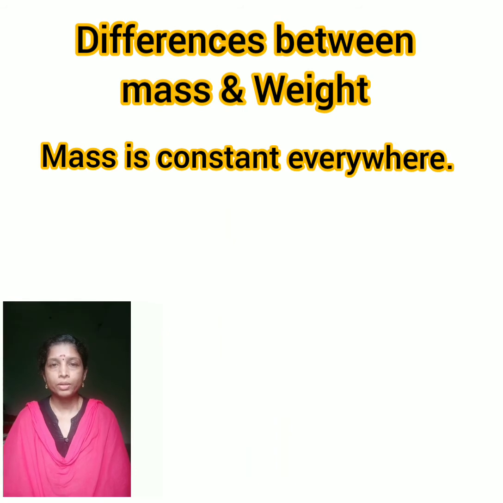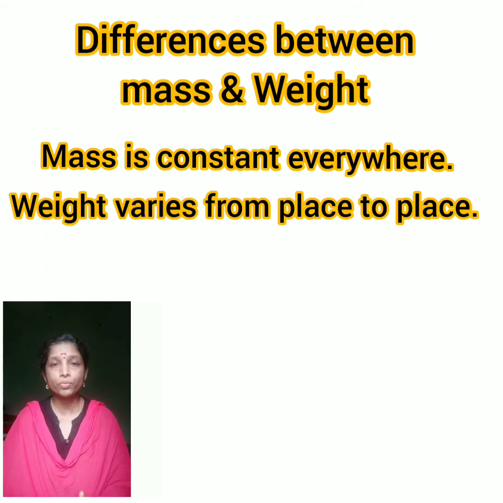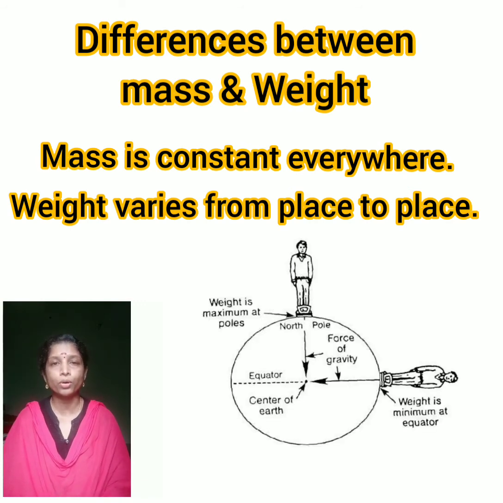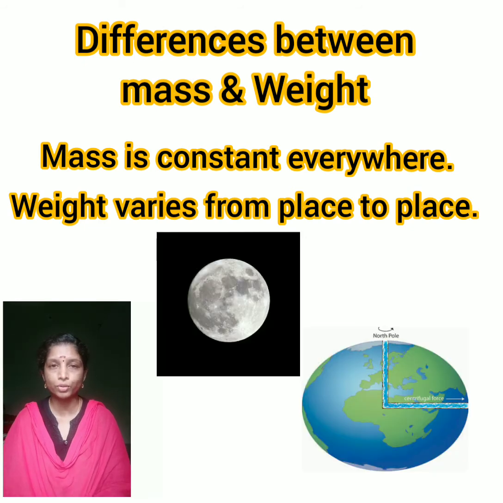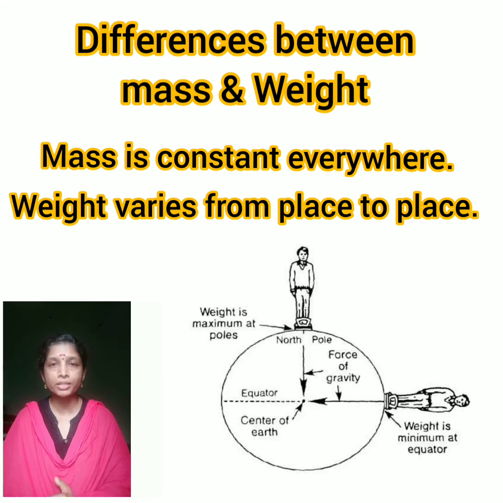Okay. Now, mass is constant everywhere. Wherever we are taking an object, its mass is constant. But weight varies from place to place. It is entirely different when it is at the equator and at the pole, or when it is taken onto the surface of the moon or any other planet. So the weight will be different, isn't it? So weight varies from place to place.